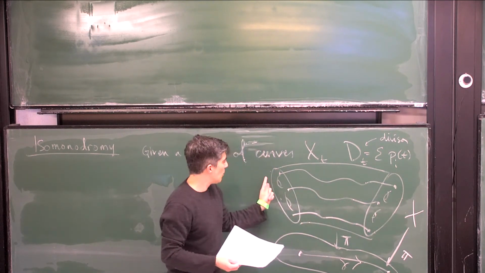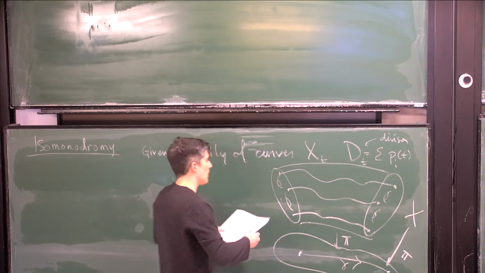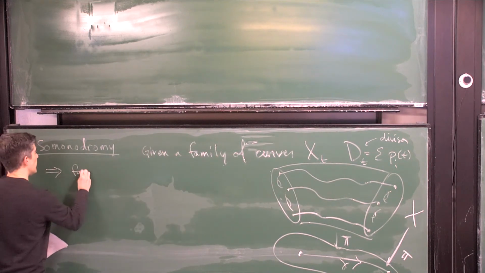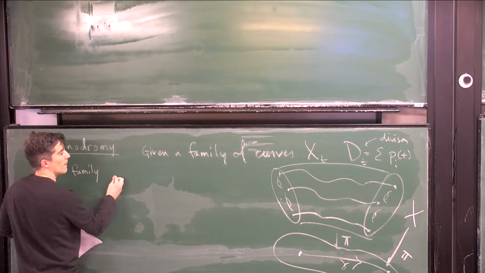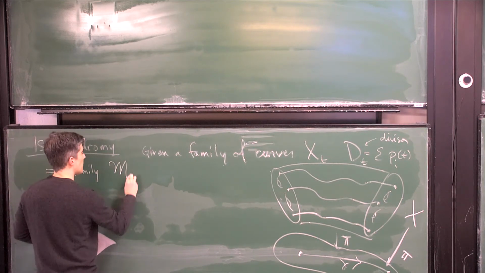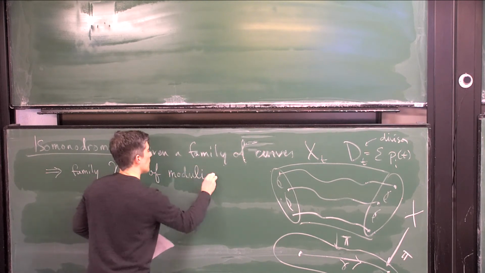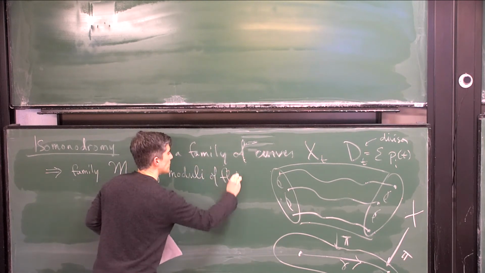In fact, what you get is, associated to this family, this gives rise to a family, let's call it M sub t, of moduli spaces of flat connections.